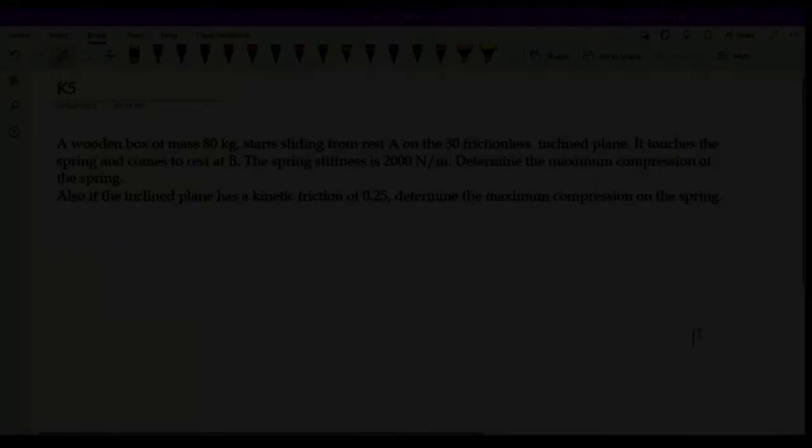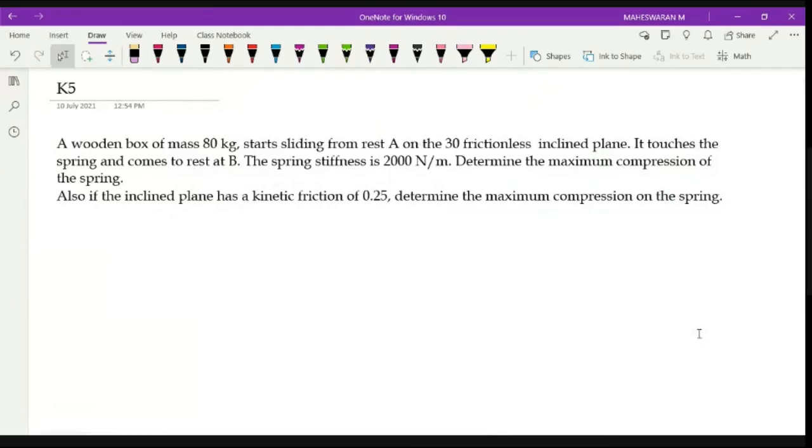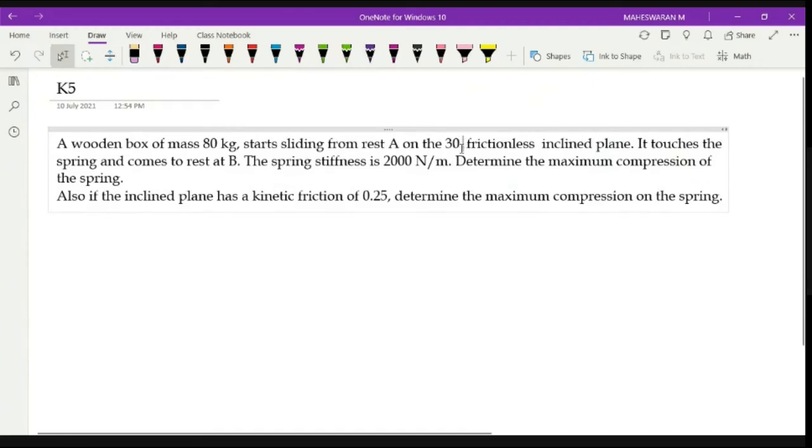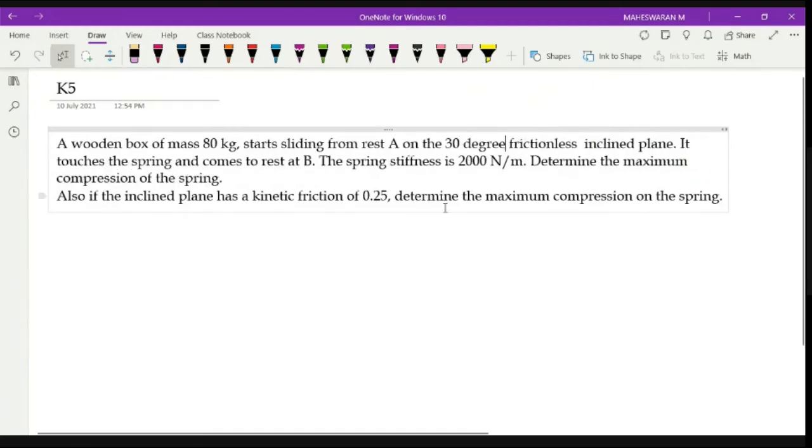Right? Related to this, let us consider this one. You have a wooden block of 80 kg. It is starting to slide from rest at A on a 30 degree frictionless inclined plane. It touches the spring and comes back to rest at B. The stiffness of the spring is given. So they are asking what is the maximum compression of the spring, right?